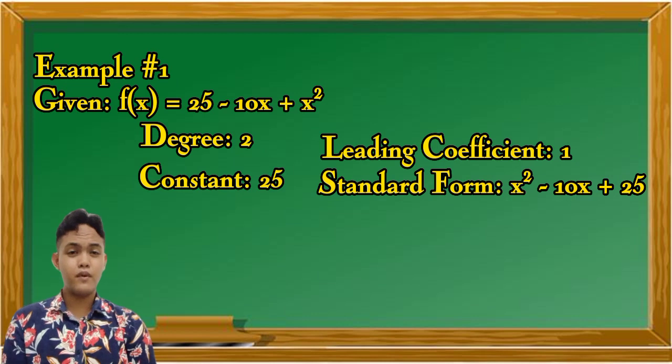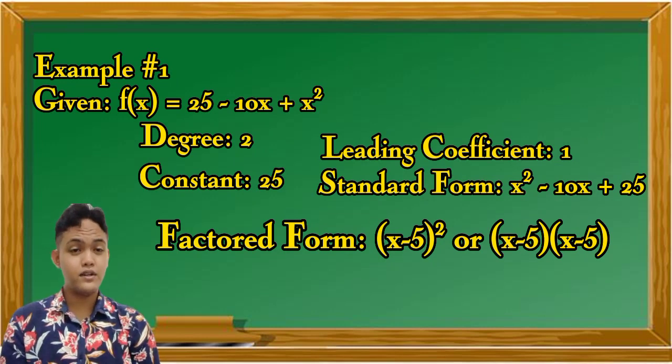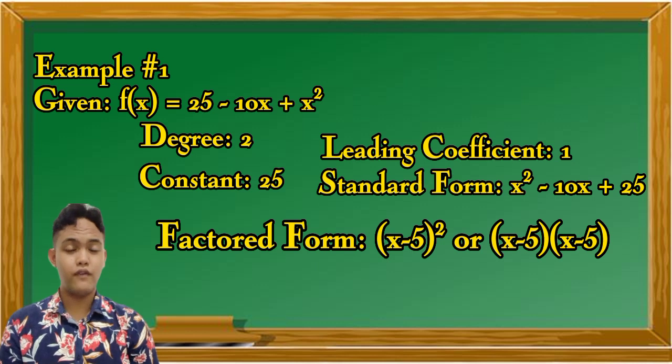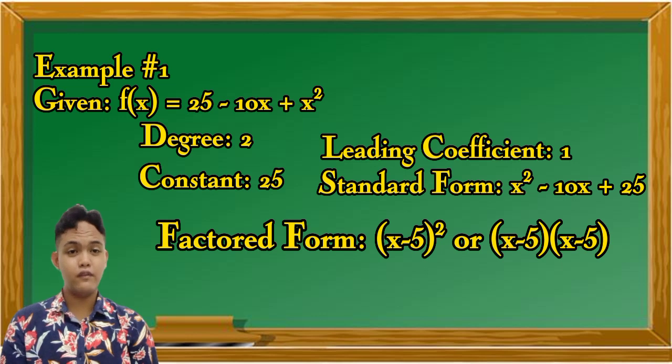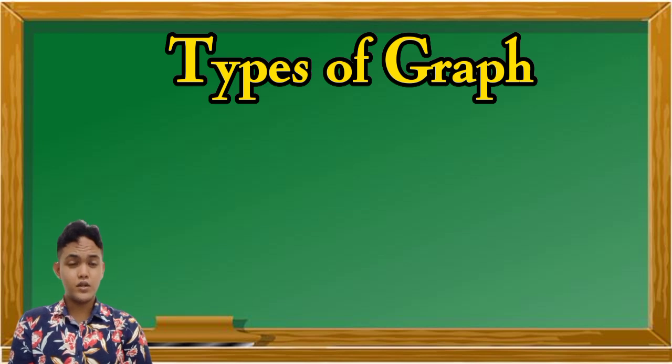And for the standard form, based on the definition, we have to arrange the exponents in decreasing or descending order. So, x squared minus 10x plus 25. The factored form here is (x minus 5) squared, since we can now factor this into the product of x minus 5 times x minus 5, which results in the given expression.